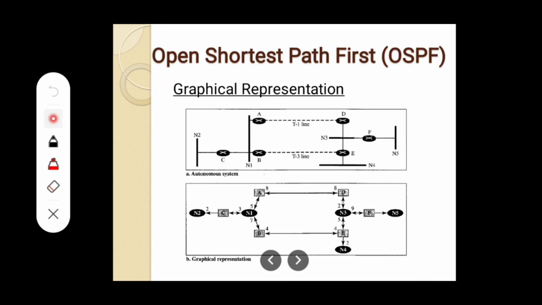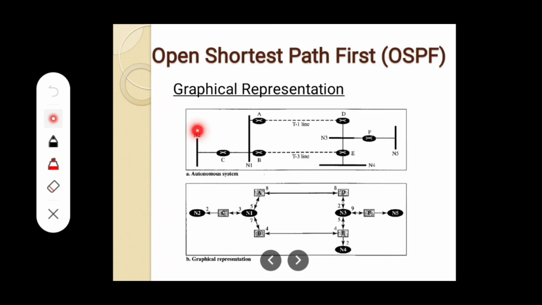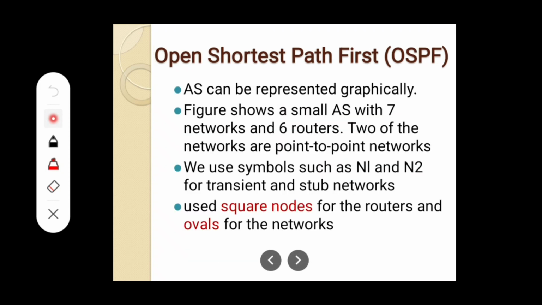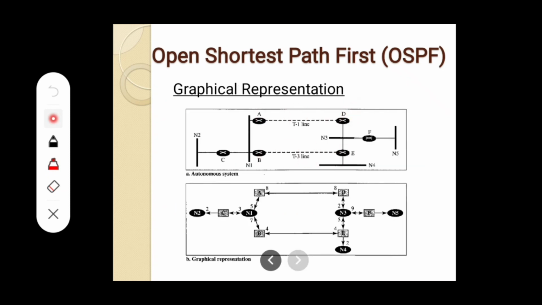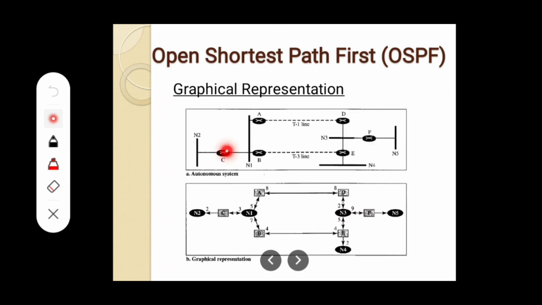Now we will look into the theory. An AS can be represented graphically. The figure shows a small autonomous system with 7 networks: 1, 2, 3, 4, 5, 6, 7. Two of them are point to point networks. We use symbols such as N1 and N2 for transient and stub networks. These oval symbols are called transient and stub networks.